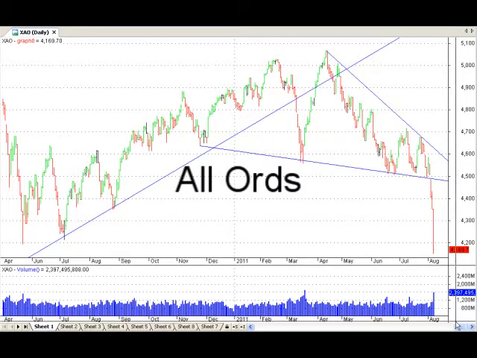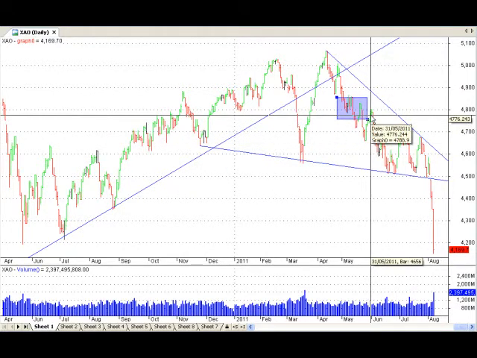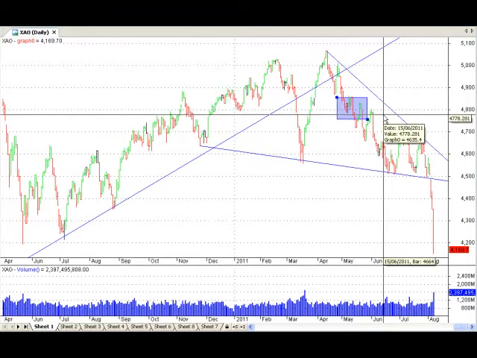Where we've known for quite some time on the All Ordinaries is way back in March. Sell in May and go away was the call, probably 3 or 4 months ago now. And basically that's exactly what has happened.